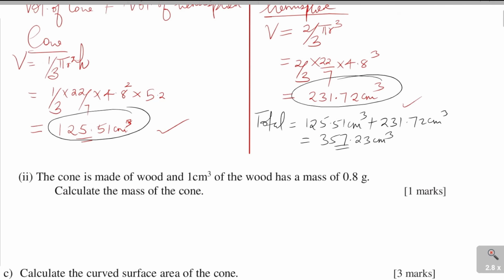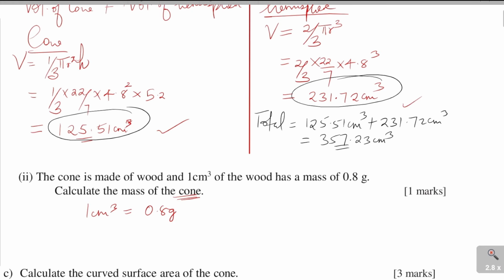We go to the next part. Part 2. The cone is made of wood and 1 centimeter cubed of the wood has a mass of 0.8 grams. Calculate the mass of the cone. So this one is straightforward. You have 1 centimeter cubed of the wood with a mass of 0.8 grams. So calculate the mass of the cone.